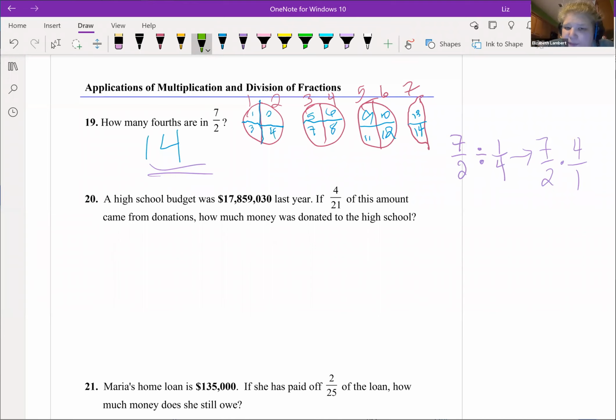Okay. So remember I said before, our magical word of. So 4/21 of this amount. This amount is thus referring to the ridiculous 17 million. So we want to know what 4/21 of 17 million is. That of means times. So I want to know what 4/21 times 17 million is.